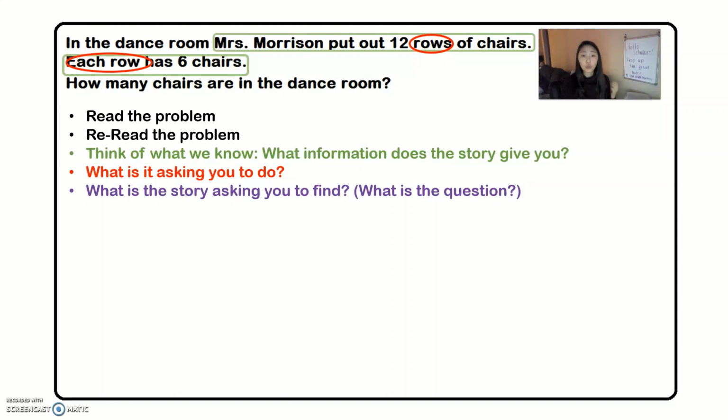Now, what is the story asking you to find? What is the question? Again, look for that question mark. It's usually at the end of our problem. How many chairs are in the dance room? Is our question.